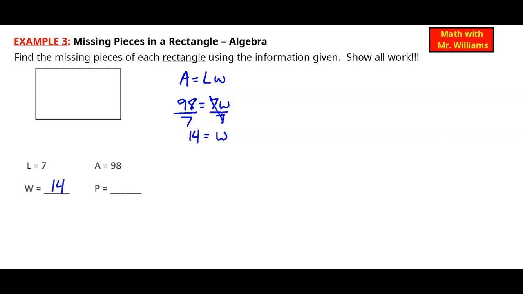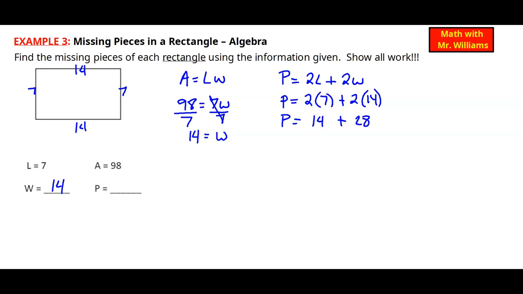Now I see the width is longer than the length in this case, so let's write it on the longer side. So we have 14 here, a 7 here, and a 7 here. Let's use our perimeter formula now, which is perimeter equals 2 times the length plus 2 times the width. Let's substitute our numbers in. So we have perimeter equals 2 times 7 plus 2 times 14. So perimeter equals 14 plus 28. Add those up, and we get 42 units.